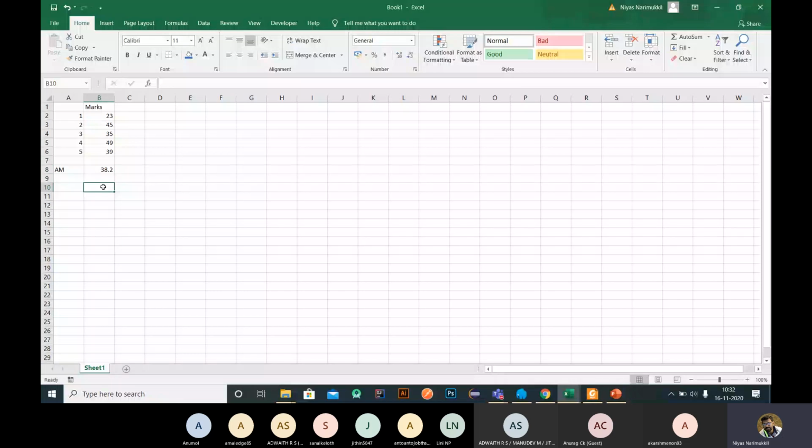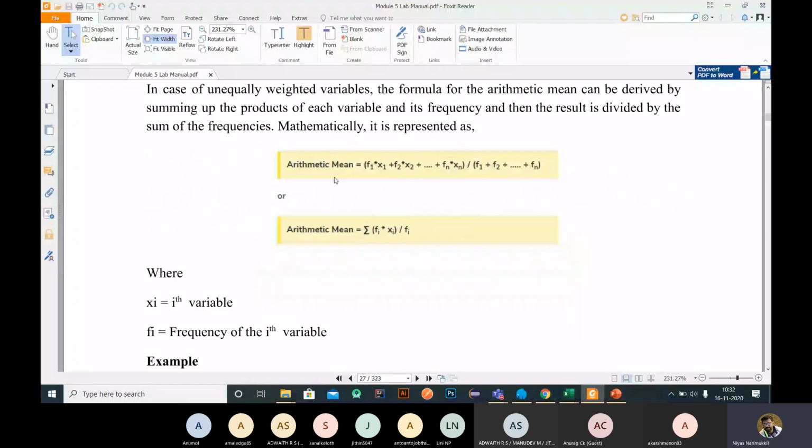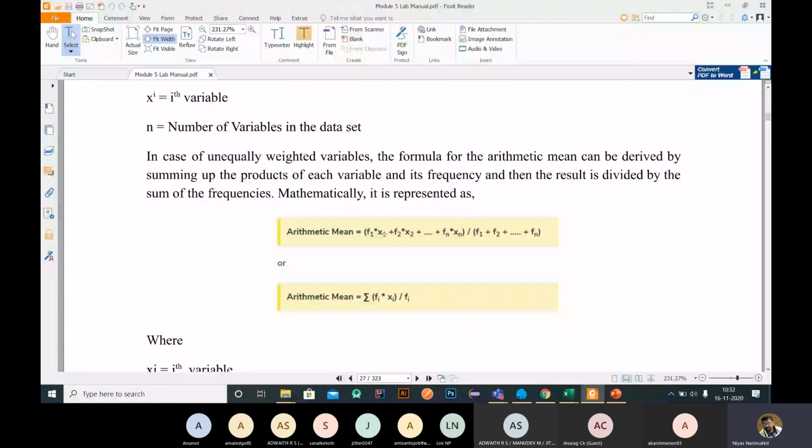So that is one example, and this is another manner. This is for calculating the arithmetic mean with frequency. If you are getting a frequency, x1 is a value and f1 is the frequency, the number of times that x1 occurs, right? Then we need to multiply each value by its frequency, find the summation, and divide by the sum of all the frequencies. That is the arithmetic mean.